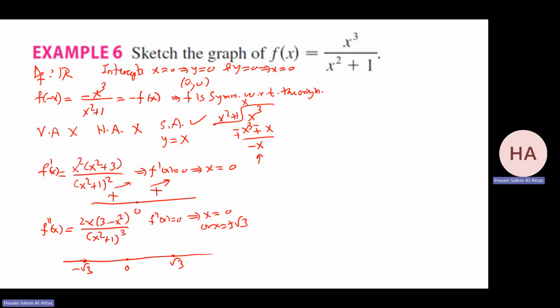Take a value less than minus square root of 3, minus 2. That will be negative, negative, that will be positive. Take minus 1. That will be negative, but now it is positive here, so that will be negative. 1, it will be positive. That's positive times positive. 2, positive times negative, that will be negative. So it's concave up, concave down, concave up, concave down.